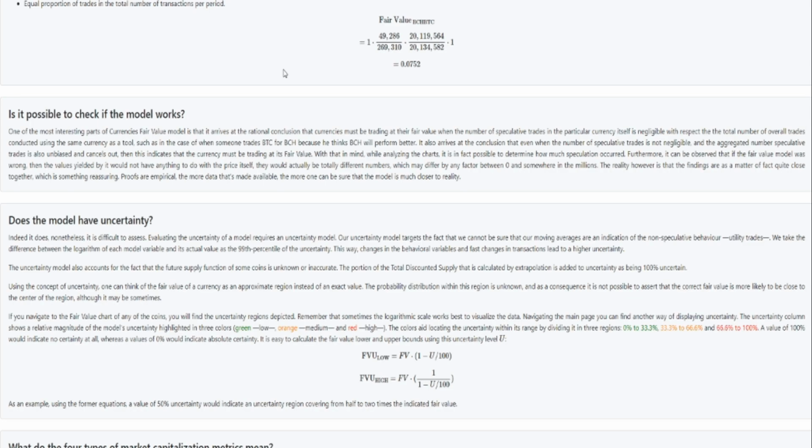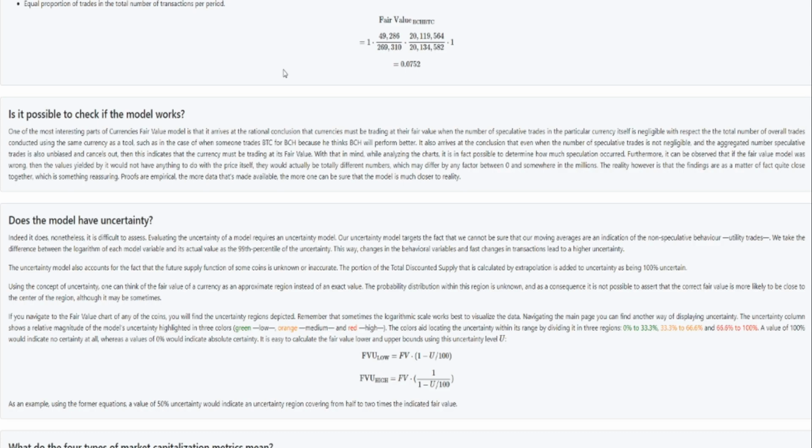Furthermore, it can be observed that if the fair value model was wrong, then the values yielded by it would not have anything to do with the price itself. They would actually be totally different numbers, which may differ by a factor between 0 and somewhere in the millions. The reality, however, is that the findings are quite close together, which is something reassuring.